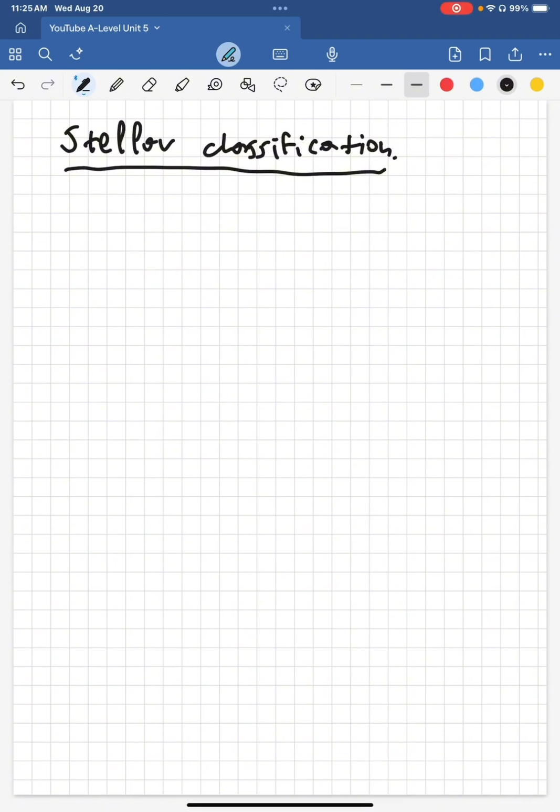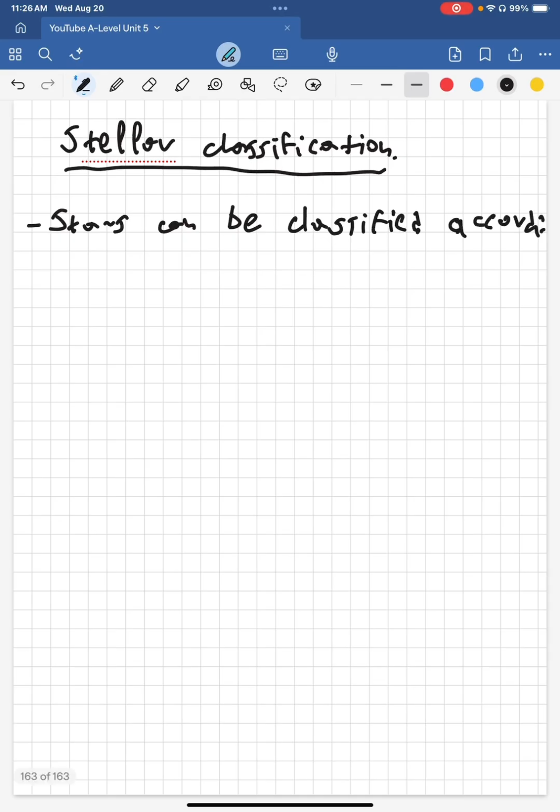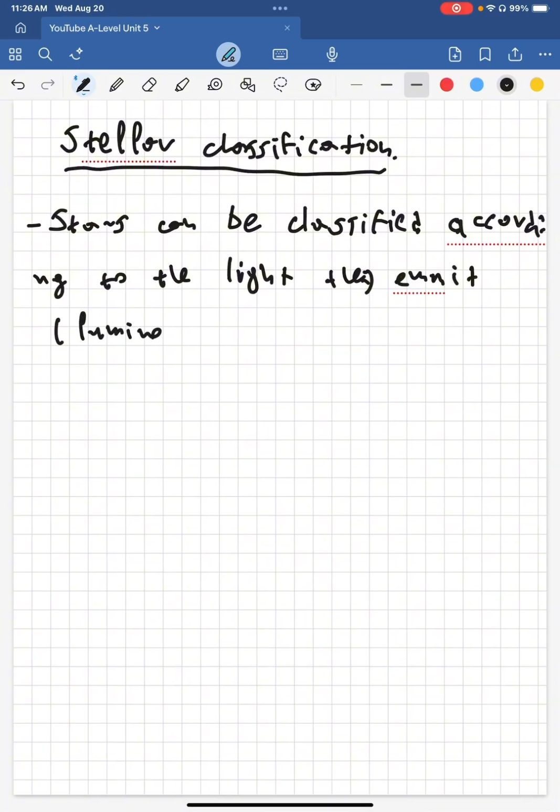So let's write down a few things. Stars can be classified according to the light they emit. And by light they emit, we mostly mean its luminosity, okay? Luminosity. Is it with a C? I think it's with a C.